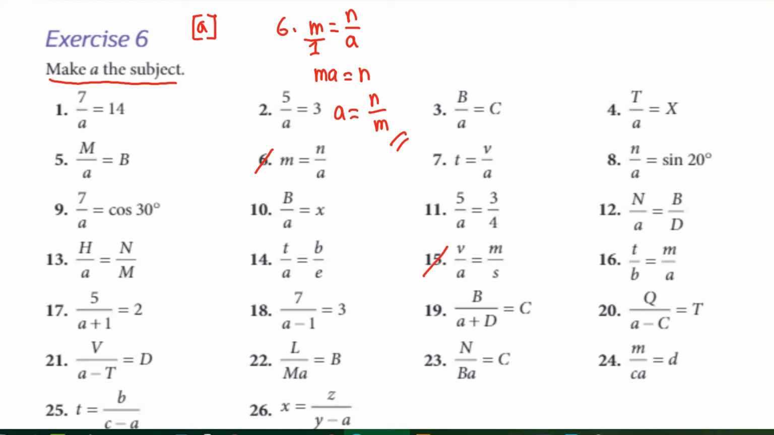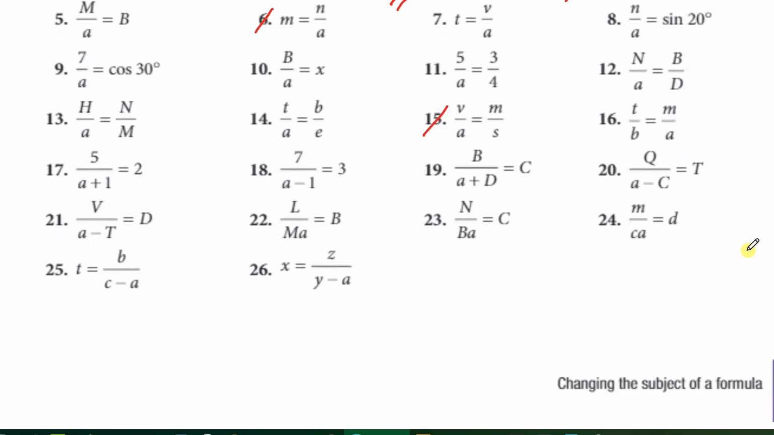Say if I choose question number 15, it is written V by A equals M by S. So just cross multiplication, AM, and after cross multiplication, whatever you want, you can choose any side, no problem. And on the right side it is VS. So if I make A the subject, this is VS divided by M, and this is your answer to this question. Almost all questions are similar type. Let me show you question 26. It is written here like this.